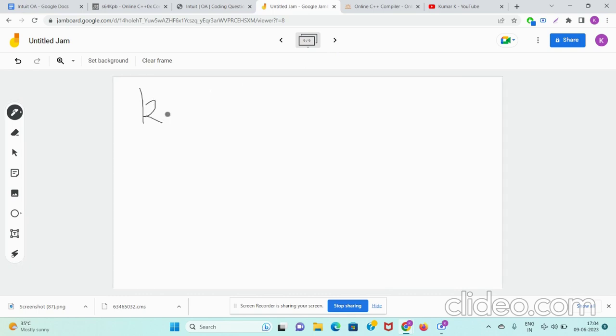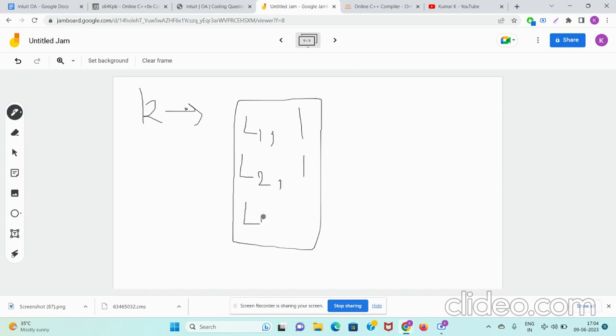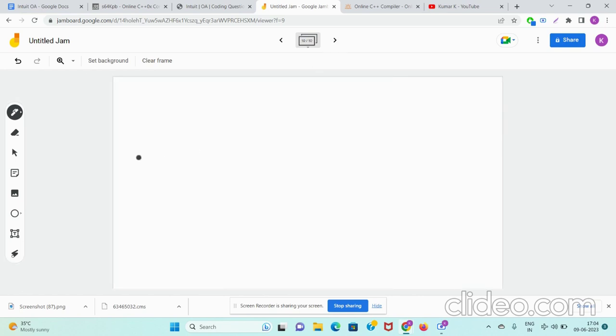So hash map will look like this. L1 is coming for one time, so left value will be the number, right will be the frequency. Then L2 is coming for one time. Then L3 is coming. Some values can come multiple times also. So just imagine that your i is 1. Then your i is 2. And then your i is 3.